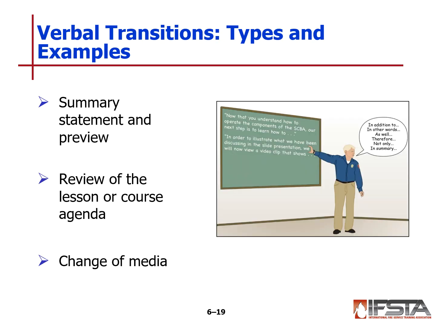Verbal transitions provide a summary and/or preview within a single sentence or two. Types or examples of verbal transitions include a summary statement and preview. An example of this is, now that you understand how to operate the components of the SCBA, our next step is to learn how to assemble them into a working system. That is a summary statement and preview.